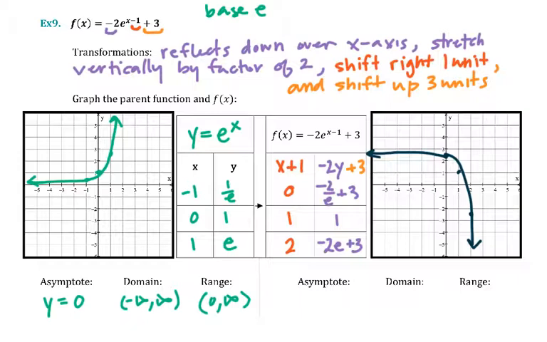All right, so what happened to the asymptote, the domain, and the range? The asymptote shifted up 3. So my asymptote became y equals 3. My domain didn't change at all. My graph still spans from the left and the right forever. However, my range changed. And not only did it shift up 3, but we had that vertical reflection. So now it's going from negative infinity to 3, as opposed to 0 to infinity.